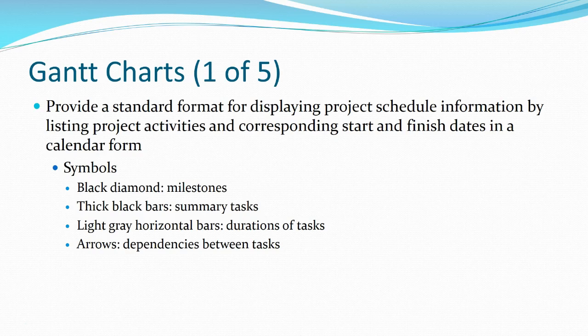Black diamonds typically are milestones, thick black bars are summary tasks, etc. These rules are not hard and fast. Some people modify their charts to look a little differently, for example, but arrows definitely show dependencies. As we were talking about things like precedence diagrams before, precedence diagrams also are Gantt charts as well. So again, let's move on.